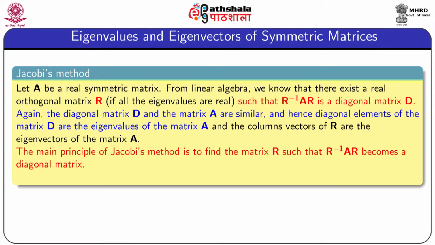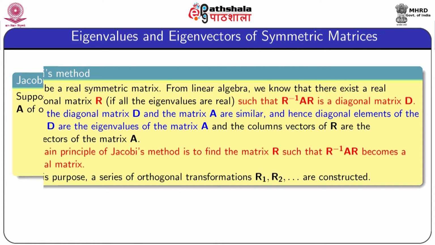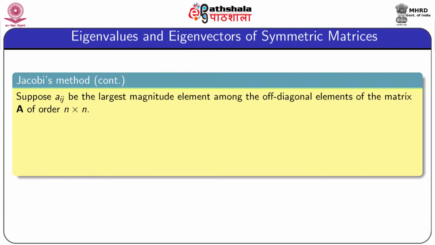So, the main principle of Jacobi's method is to find the matrix R such that R inverse AR becomes a diagonal matrix. For this purpose, a series of orthogonal transformations or rotations R1, R2 and so on are constructed or applied to the appropriate matrices. Suppose aij is the largest magnitude element among the off diagonal elements of the matrix A of order n by n. Off diagonal elements means the elements other than the diagonal elements.